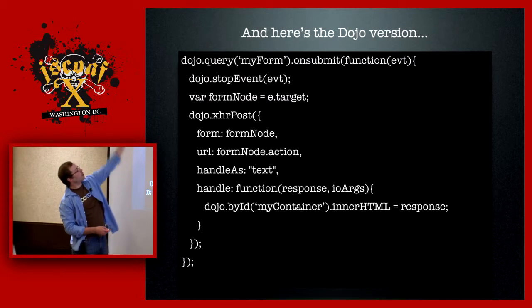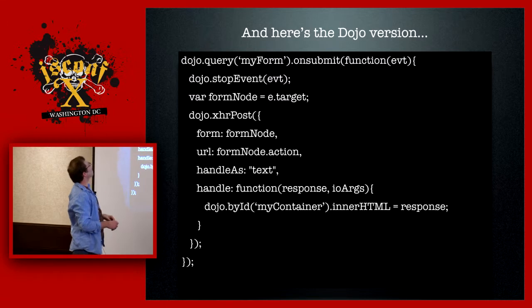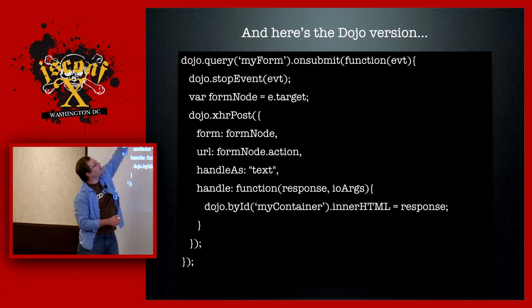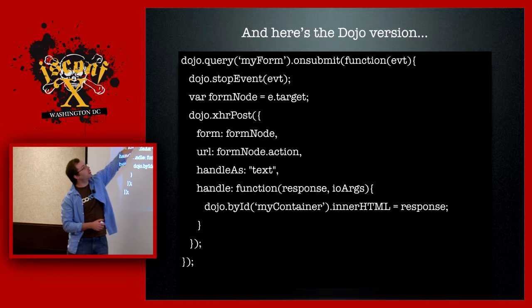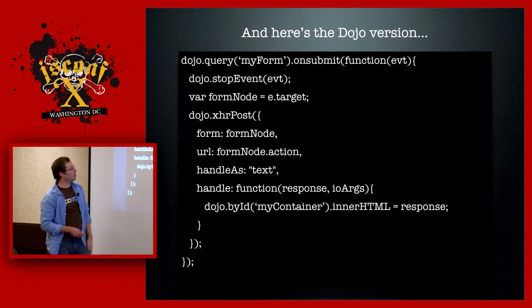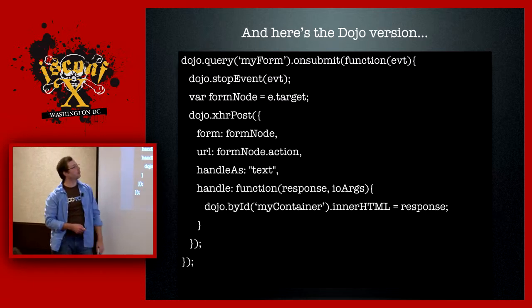Well, here's the Dojo version. It's a little more verbose, but Dojo is good for that because, good for them for namespacing. I've lost that argument with the Mootools guys. Anyway, they have Dojo query something, and then they have an onSubmit method that hands a function that stops the event. It says, go get the target of the submit event, and then post that thing as an Ajax and update this Dojo by ID my container, set as enter HTML to response. Same thing.